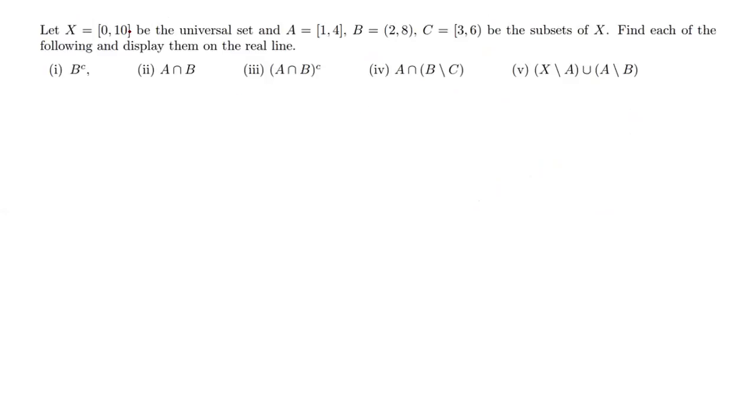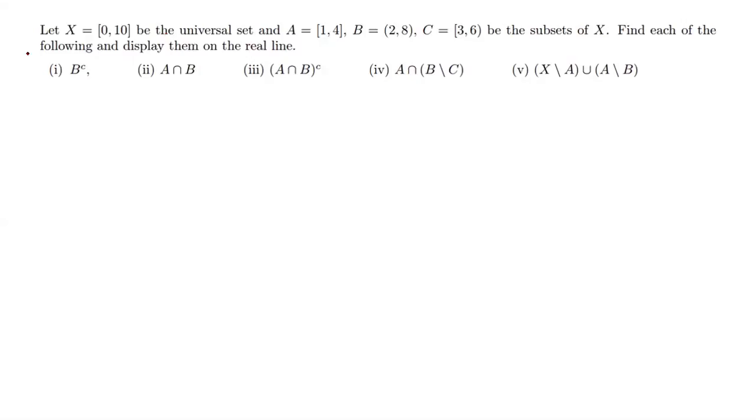So the question is saying, let X be equal to 0 to 10 inclusive, the universal set. Meaning X is our universal set here, and then A is ranging from 1 to 4, with 1 and 4 inclusive. Then B is ranging from 2 to 8, and 2 and 8 are not included. They are not part of the set B.